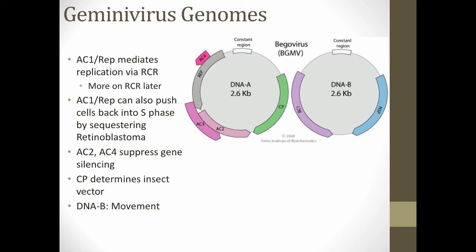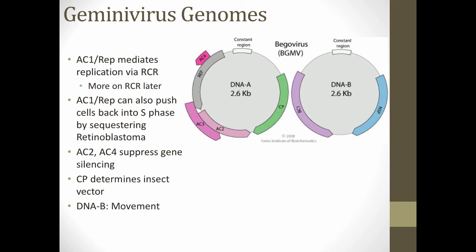On DNA A, you have the rep protein, or AC1, which mediates replication similar to the rep protein we already discussed, by nicking and joining DNA. No DNA polymerase activity. This replication is by a mechanism called rolling circle replication, and we'll come back to that in a couple slides and look at it in a little more detail. This rep protein can also, just like some of the other viruses we looked at, push cells back into the S phase by that same mechanism we looked at earlier, by sequestering the RB protein.